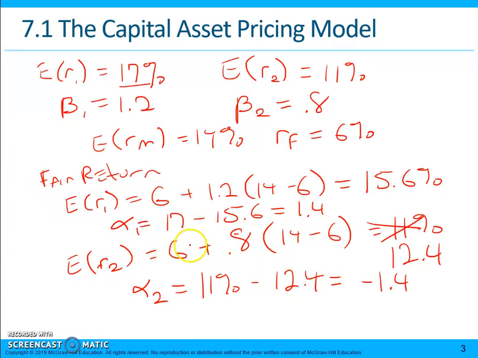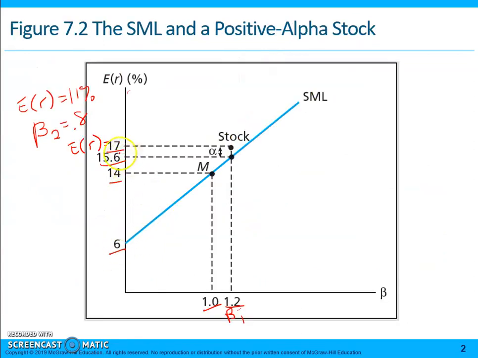Anyway, this stock would add value to a portfolio, and this stock 2 would actually reduce the value of the market portfolio. So we can go back up to this. Alpha 1 is already added to here. This is our alpha of 1.4 right here. Sorry, alpha 1 is 1.4.